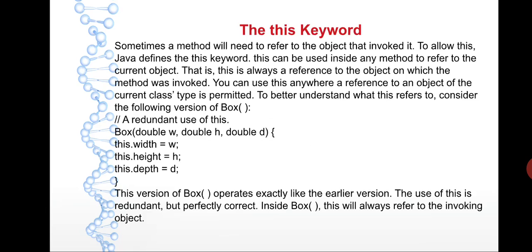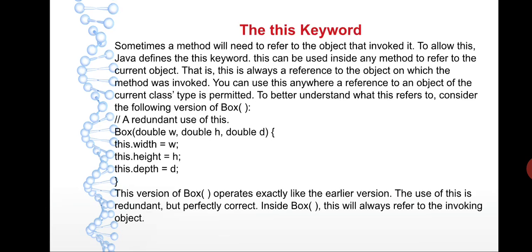So you have one more concept called the this keyword. Probably you would have used this keyword in C++ also. Sometimes a method will need to refer to the object that invoked it. To allow this, Java defines the this keyword. Okay, this can be used inside any method to refer to the current object. That is, this is always a reference to the object on which the method was invoked. You can use this anywhere. A reference to an object of the current class type is permitted. To better understand this, you can see the below code.